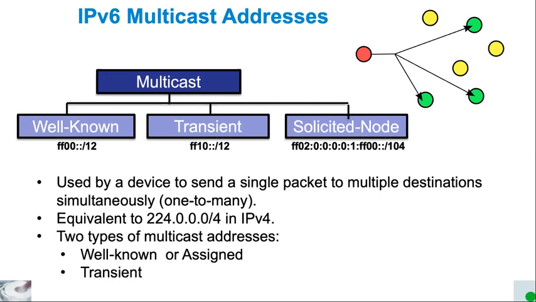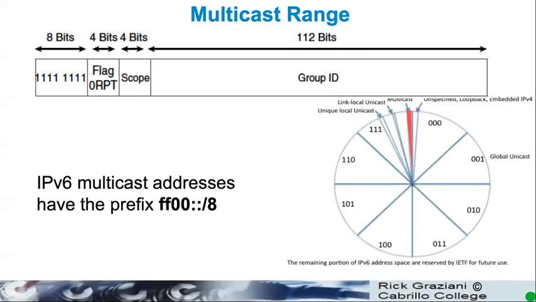And I've got two types. It's actually three types of addresses: well-known or assigned, transient, and I had two types there originally because well-known and transient can kind of go together. And we have then the solicited node multicast. But like I mentioned, we'll be talking about all three of these, not necessarily in this video, though we'll introduce it. We'll talk about each one more specifically in other videos.